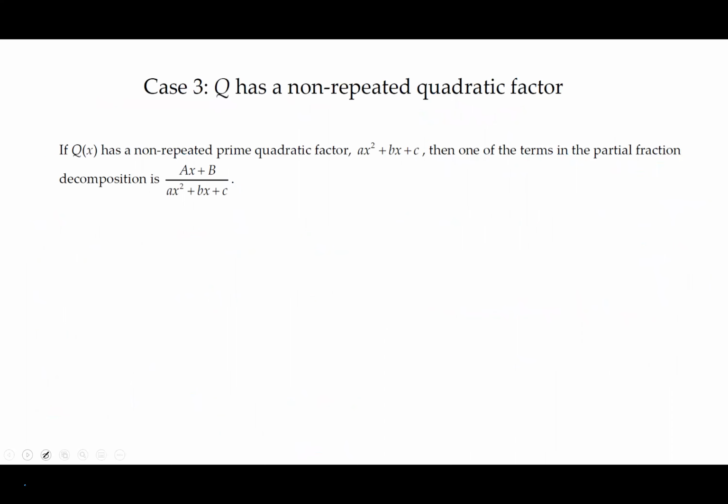Well, what about the next case? We have a non-repeated quadratic factor. So in other words, this denominator down here is prime because the numerator has to be 1 or more degrees less, so my numerator needs to be linear or constant. And so that's going to look like this. So again, x cubed minus x squared plus x, I factor this, and I get x times (x squared minus x plus 1), which of course, x squared minus x plus 1 is prime. I can't factor that anymore.